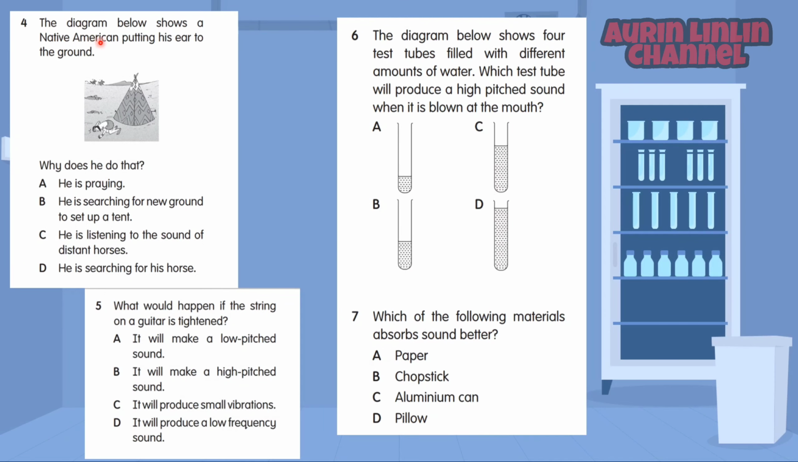Number 4. The diagram below shows a Native American putting his ear to the ground. Why does he do that? The answer is C. He is listening to the sound of distant horses. Number 5. What would happen if the string on a guitar is tightened? The answer is D. It will produce a low frequency sound. Number 6. The diagram below shows 4 test tubes filled with different amounts of water. Which test tube will produce a high-pitched sound when it is blown at the mouth? And the answer is D. Number 7. Which of the following materials absorb sounds better? The answer is D. Below.